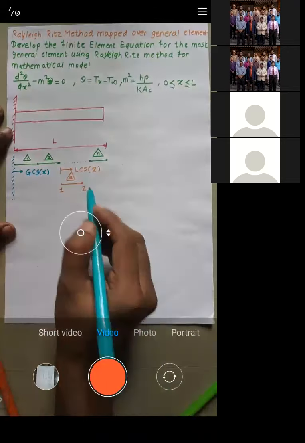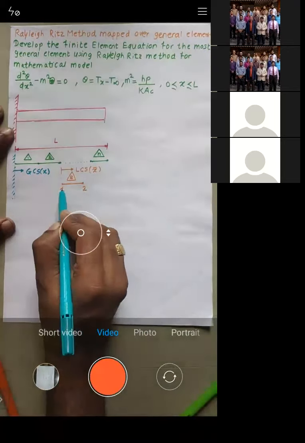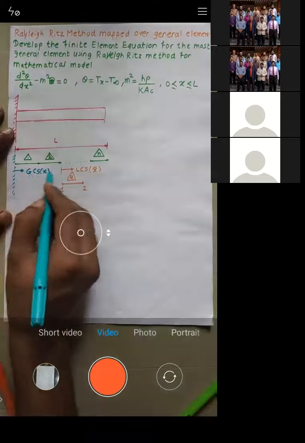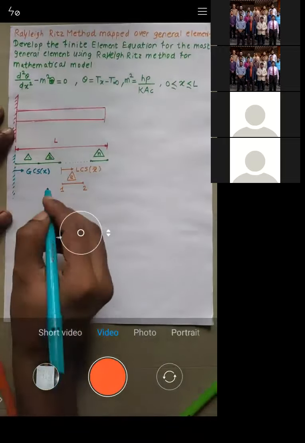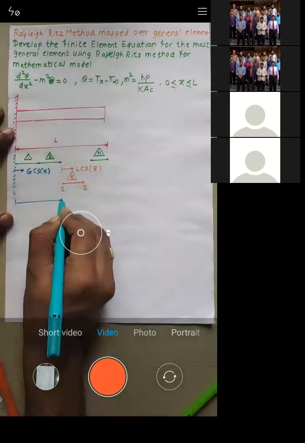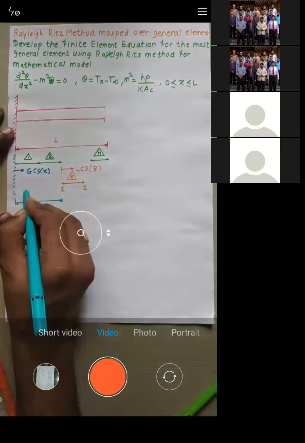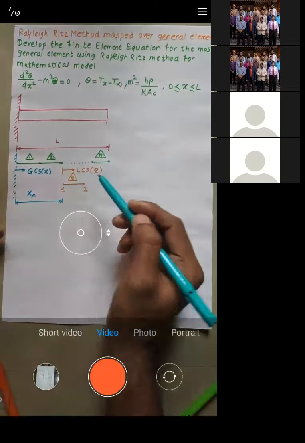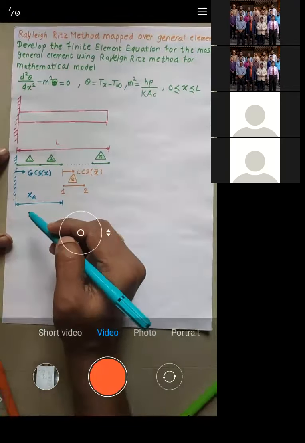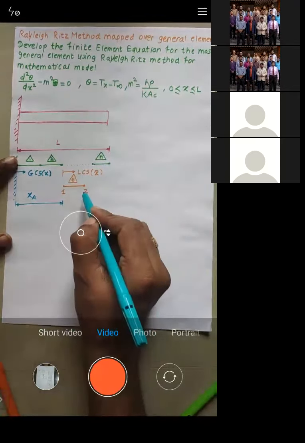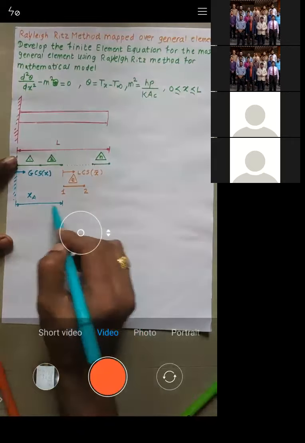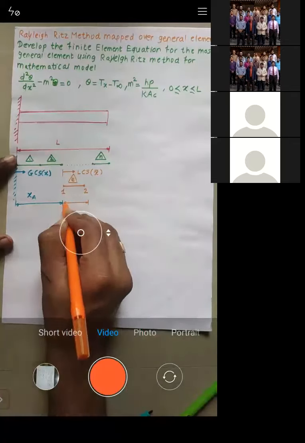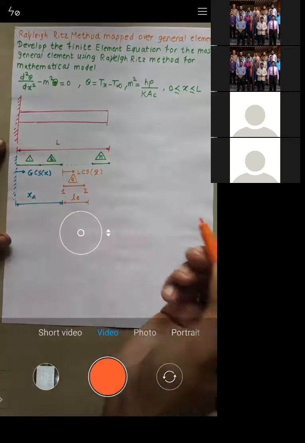Try to understand. If you measure the location of 2 with respect to 1, it is called local. But if you measure the location of 2 with respect to this fixed support, it is called the global coordinate system. So what is the distance between the global coordinate system and local coordinate system? The distance is XA. Now what is the location of node 2 with respect to this fixed support? It is XA plus some length. I will indicate the length of the element by LE.